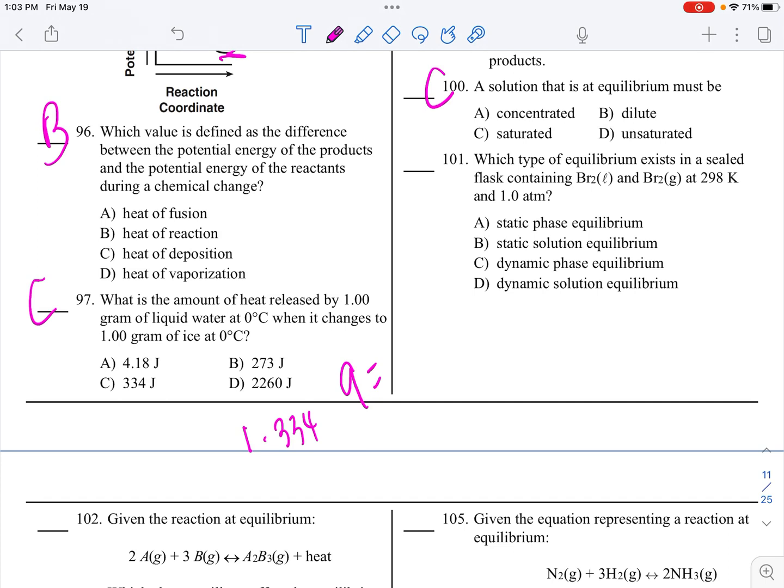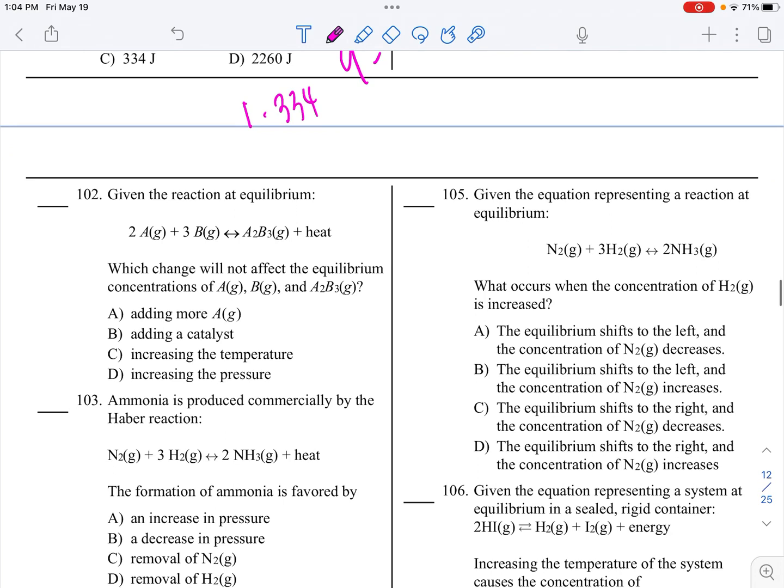101, which type of equilibrium exists in a sealed flask containing Br2 liquid and Br2 gas? So between the two, the only difference here is a phase equilibrium, so it can't be solutions. And because it's going back and forth, it must be a dynamic equilibrium. Dynamic equilibrium.